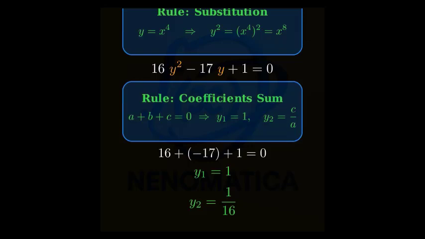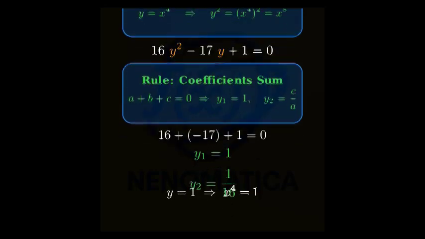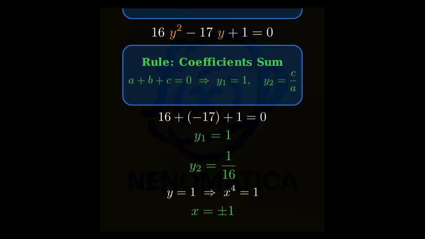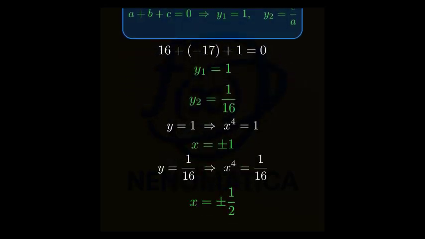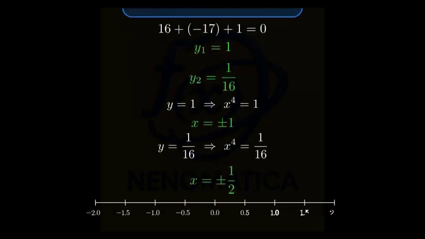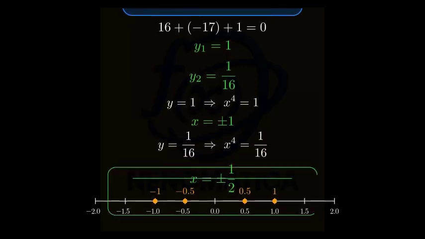Step 3. Back substitute to find x. From y equals 1, we get x to the 4th equals 1, which gives x equals plus or minus 1. From y equals 1/16, we get x to the 4th equals 1 over 16, so x equals plus or minus 1/2. To build intuition, let us place the solutions on a number line. We mark -1, -1/2, +1/2, and +1. Final answer: x equals 1, -1, 1/2, and -1/2.